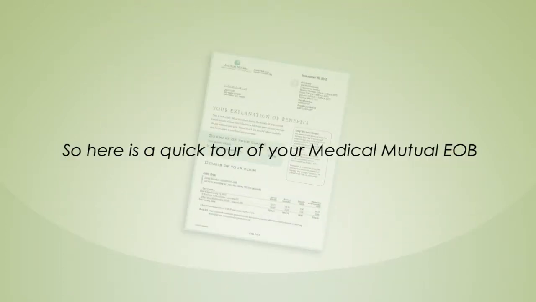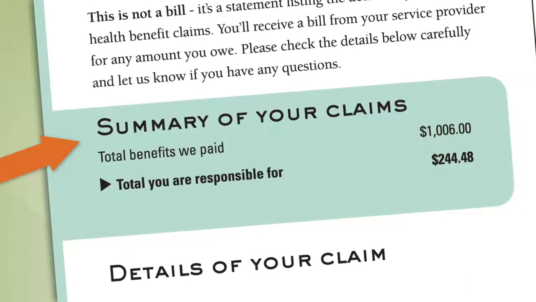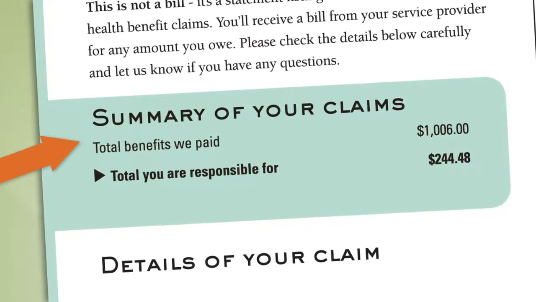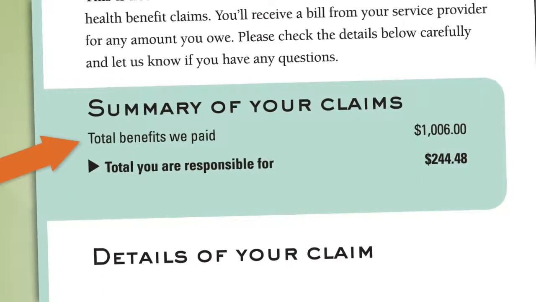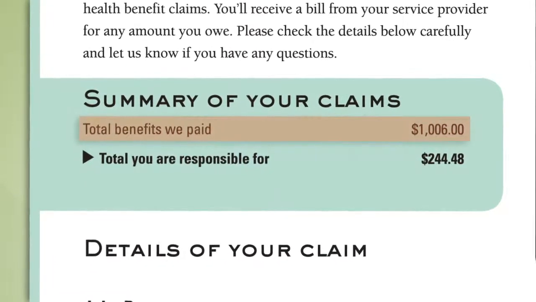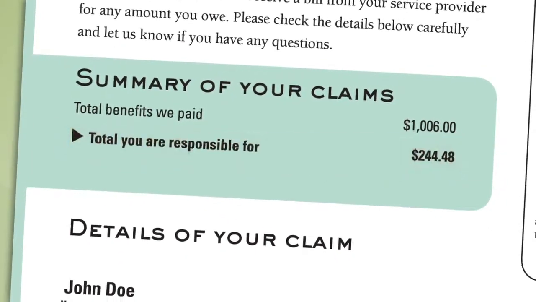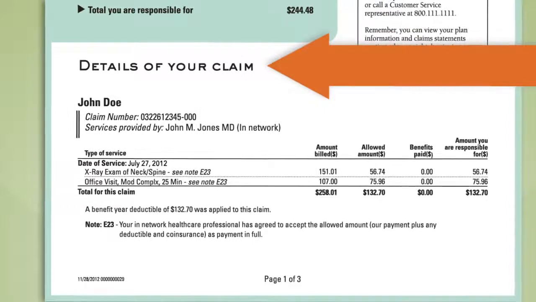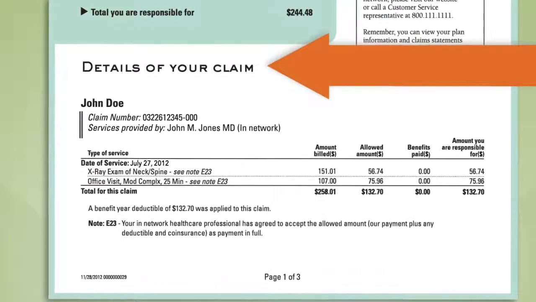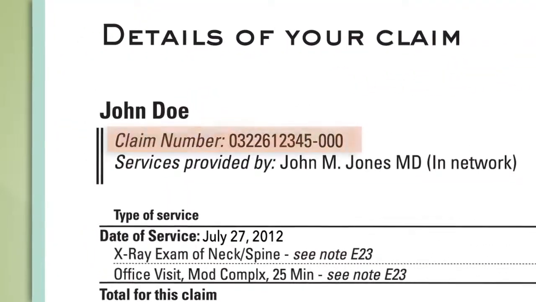So here's a quick tour of the most important information on an EOB from Medical Mutual. Summary. This section gives you a quick look at how your benefits cover the services on your claim. It's the total amount your coverage paid and the total amount you will have to pay once your provider sends you a bill.